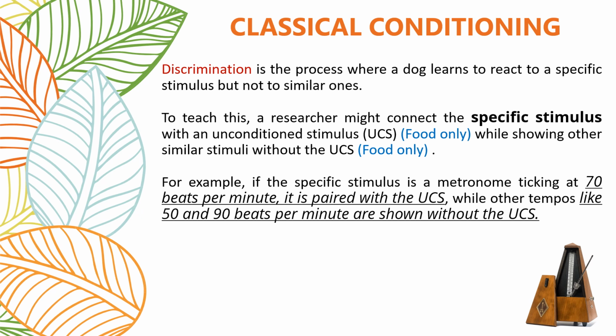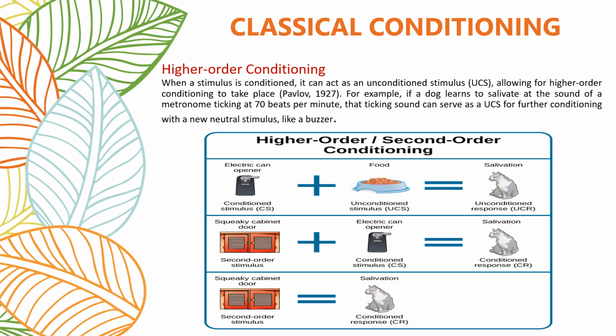Now discrimination. Discrimination is the opposite of generalization, where the person is able to discriminate between various kinds of stimuli. To test this, researchers might connect a specific stimulus with the unconditioned stimulus while showing other similar stimuli without the unconditioned stimulus. Now the metronome will be presented with the food and the other stimuli will not be presented with the food. So the person, or at this time the dog, can differentiate between the types of stimulus.